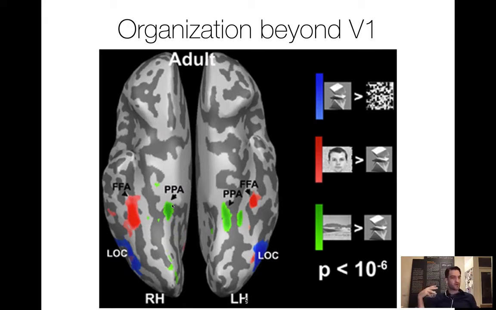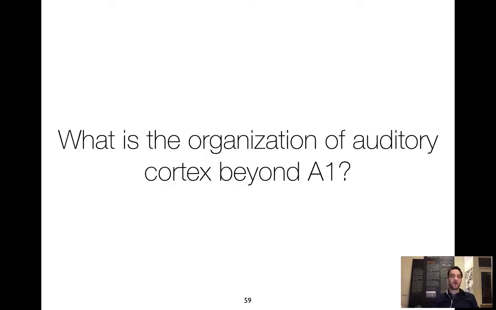But those dimensions don't really make sense beyond A1. I don't think it makes intuitive sense to have a body part of the brain, or a body sound part of the brain, or a scene sound part of the brain. I guess you could, but intuitively to me it just doesn't make as much sense. So the question then is, what is the organization of auditory cortex beyond A1?